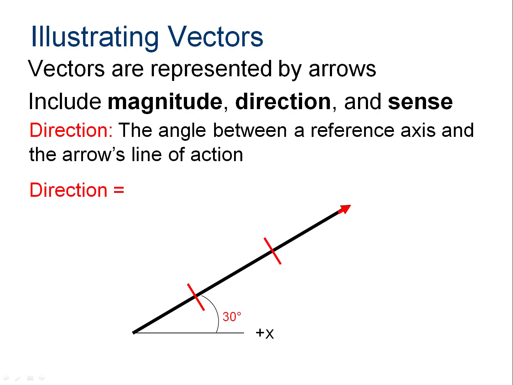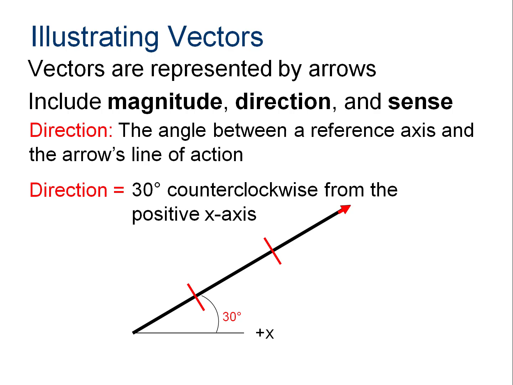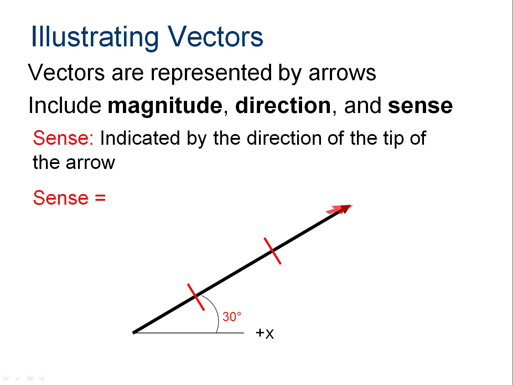Now the direction of this is the angle relative to some reference. In this instance, it happens to be the positive x-axis, so it's 30 degrees counterclockwise from the positive x-axis, so magnitude, direction. A sense is which way this thing is going, as measured from its base to the arrow tip. And from the base, to get to the arrow tip, I have to move right and up.